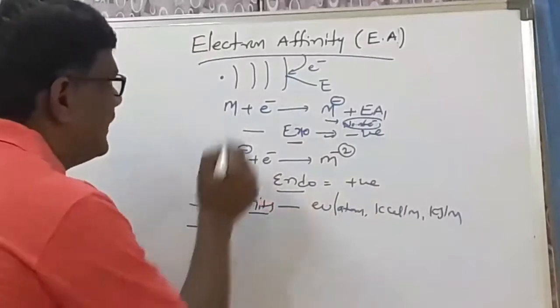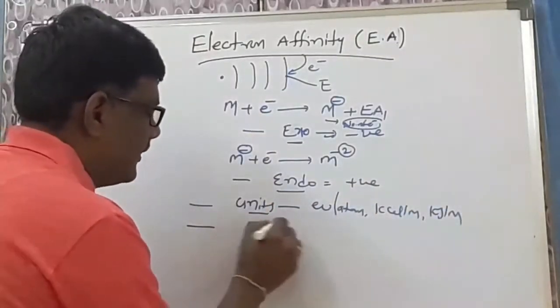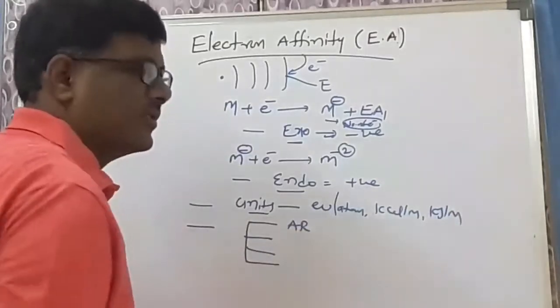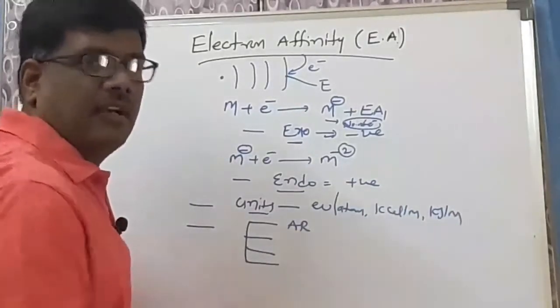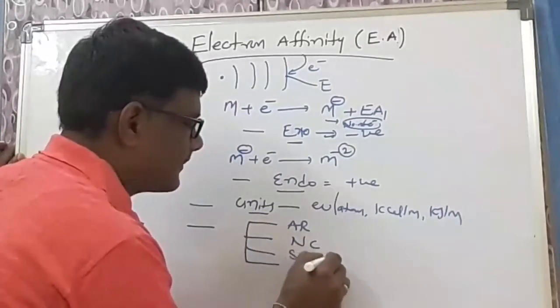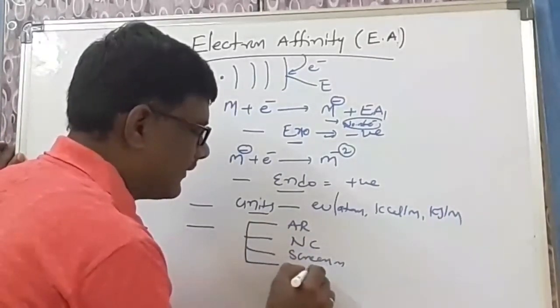Next, electron affinity depends on 4 parameters. One is the atomic radius. So electron affinity depends on atomic radius, nuclear charge, screening effect, and electronic configuration.